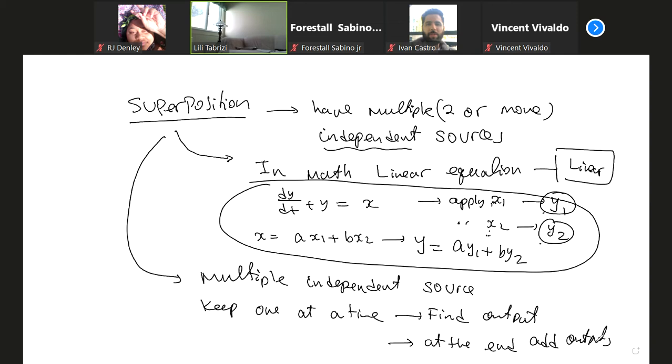If you have multiple independent sources, you cannot kill a dependent source, only independent sources. A dependent source may be part of the circuit, but you have to keep it at all times. So keep only one independent source at a time, find the output and add them up. This is basically the meaning of superposition.